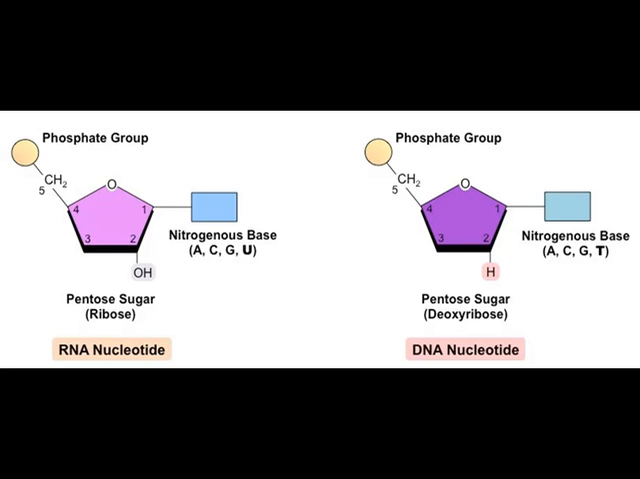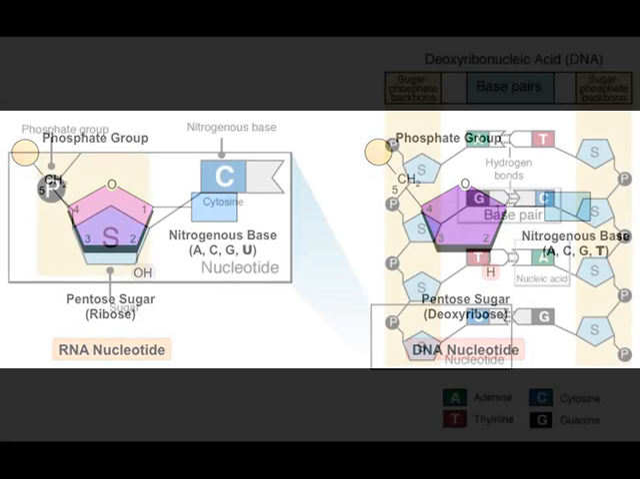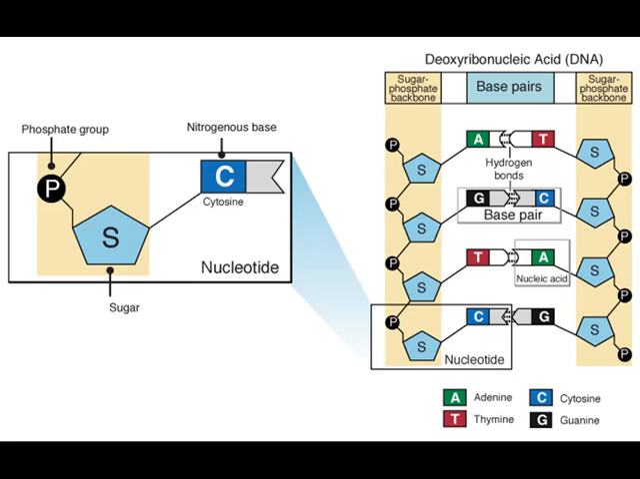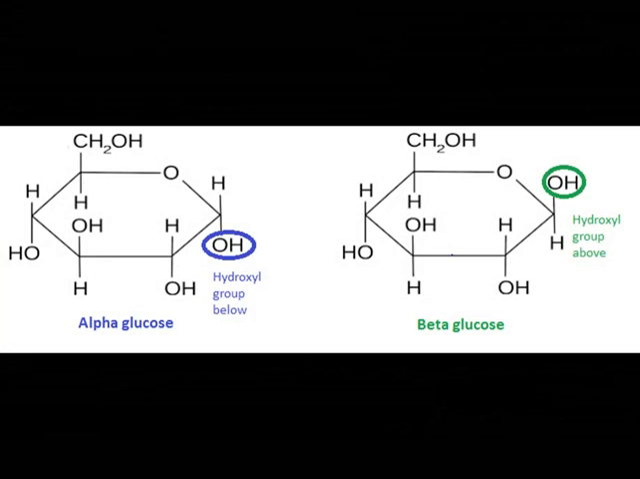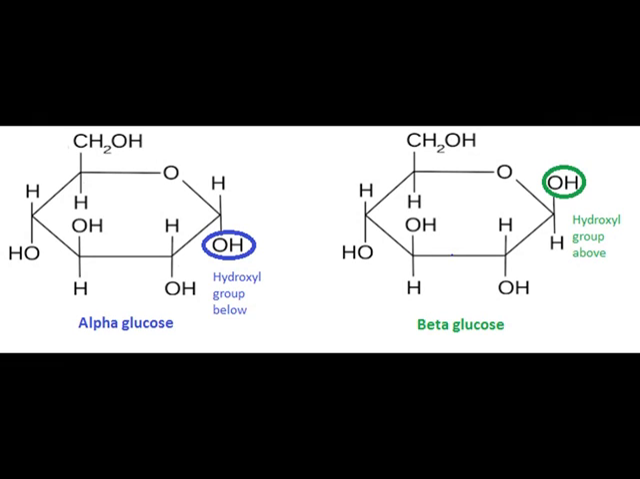The diagram on screen now shows the structure of nucleotides. When nucleotides join together they can form RNA or DNA, depending on whether the nucleotides have ribose or deoxyribose. They form phosphodiester bonds. Another example of a monomer is glucose. Glucose is a hexose sugar, a monosaccharide, which has 6 carbon atoms in each molecule.